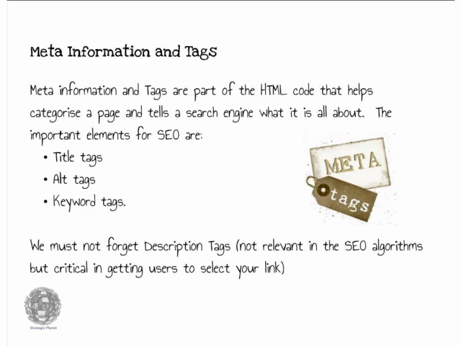Meta-information and tags are part of the HTML code that helps categorize a page and tells the search engine what it's all about. The important elements for search engines are the title tag, the alt tag, and the keyword tags. If I just go back to the alt tag, please don't get confused with the description tag. The alt tag cannot be seen by the human eye on the actual web page. The description tag is like a tooltip, so when you hover over an image, it is the description from the description tag that appears, not the alt tag.